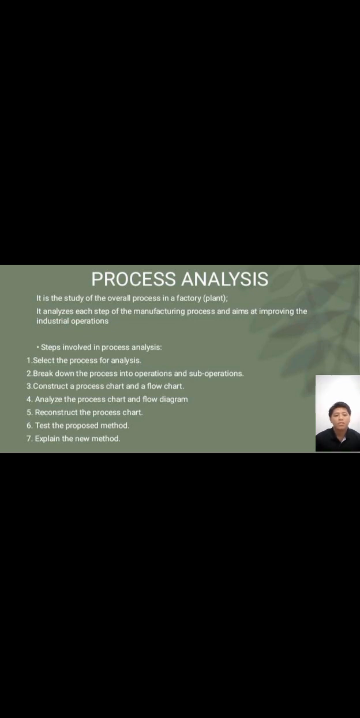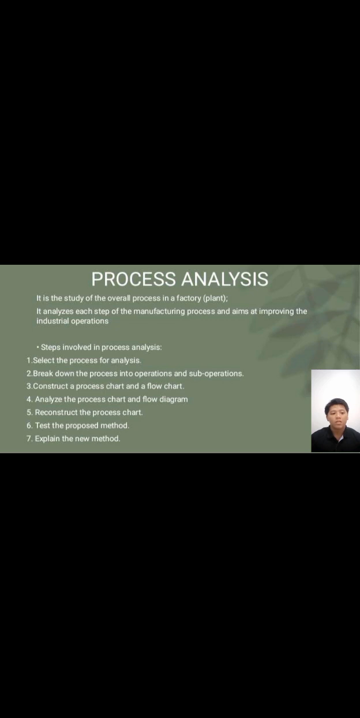Break down the process into operations and sub-operations. It involves dividing it into distinct steps, while sub-operations further detail each step. This hierarchical breakdown facilitates understanding and efficient analysis to improve by addressing specific elements within the overall process. It aids in identifying bottlenecks, optimizing workflows, and enhancing overall efficiency.